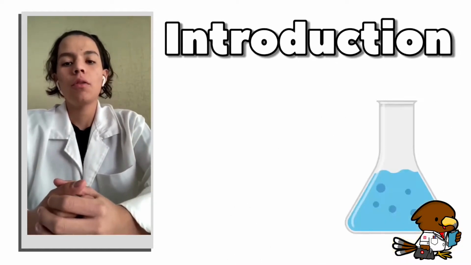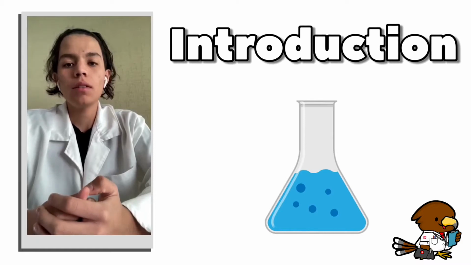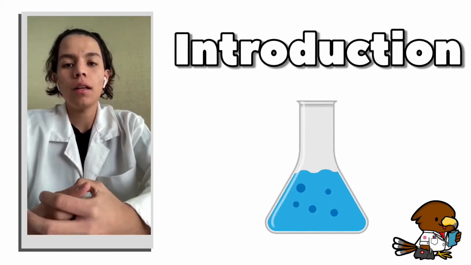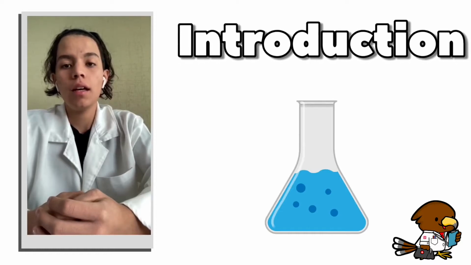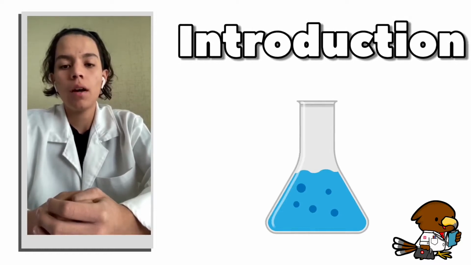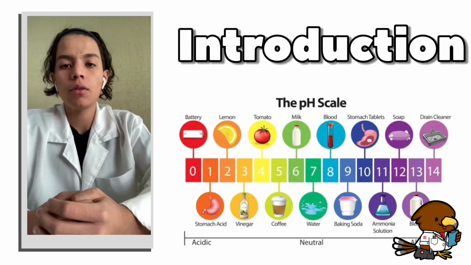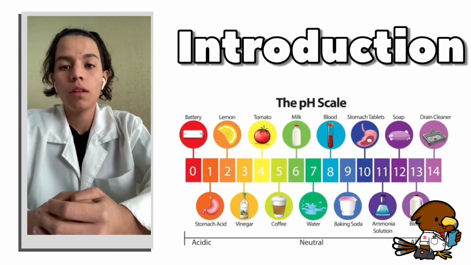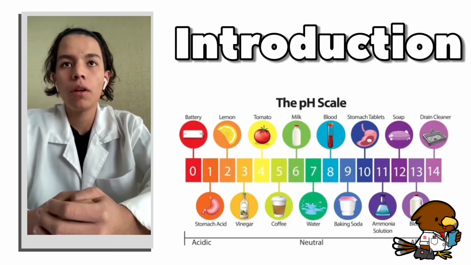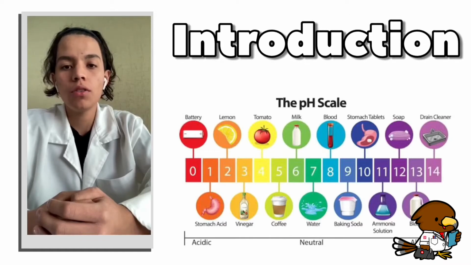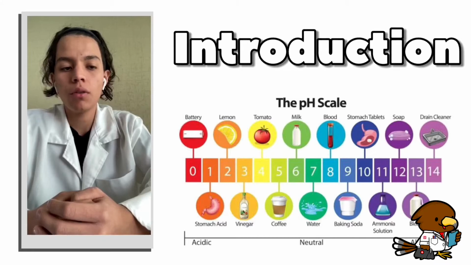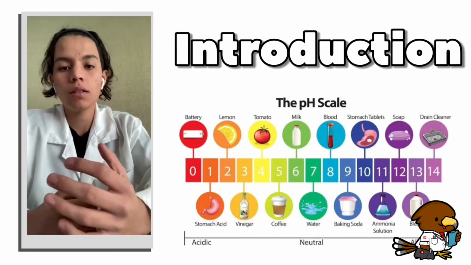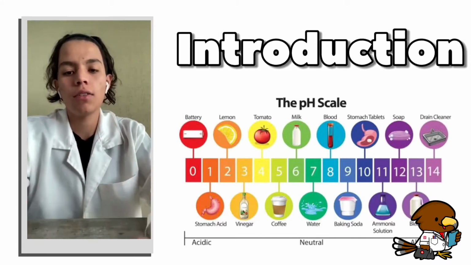And on the other side we have bases. Bases can accept hydrogen ions and they can neutralize the acids. And how do you know if they are acid or base? You can know this thanks to the pH. The pH gives us the information to know if a substance is a base or an acid.